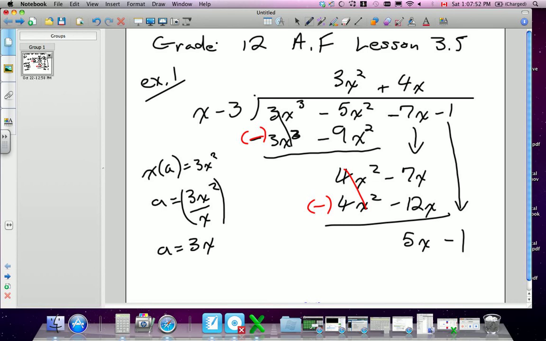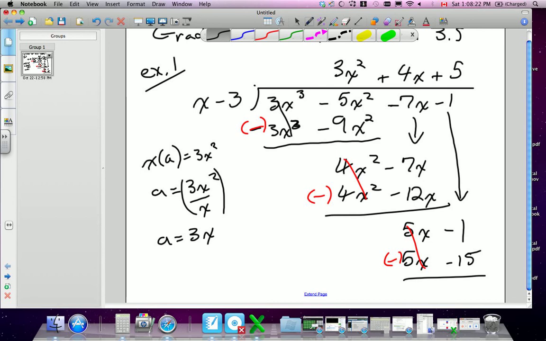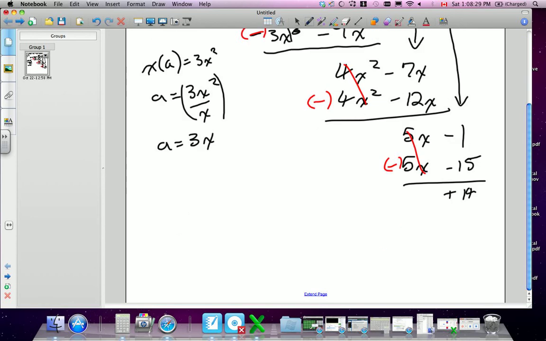So we still go back to this. And essentially, let's divide 5x by x. What does that become? 5. So that's a term I'm going to put up here. And essentially, I'm multiplying each of them by 5. So 5 times x gives me 5x. 5 times negative 3, negative 15. We subtract. These guys cancel, and we're left with plus 14. So when we go to write the whole term out, this is the important part. Say this is a function f of x.